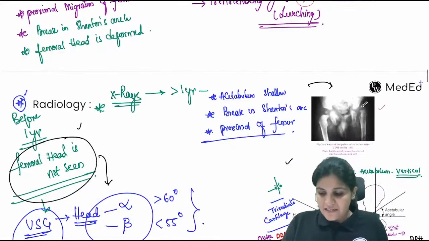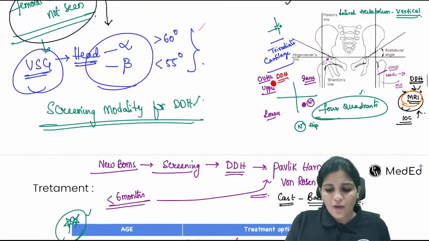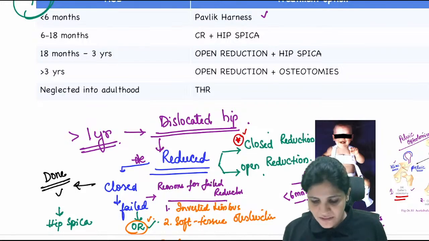Then on the x-rays, you know it is because of the shallow acetabulum, proximal migration, break in Shenton's arc, very easy. And if you can remember, there are two angles, alpha and beta, right? And then this chart you have to put up with the x-ray. So this is the treatment, right?